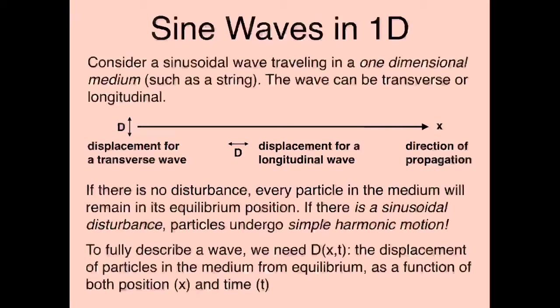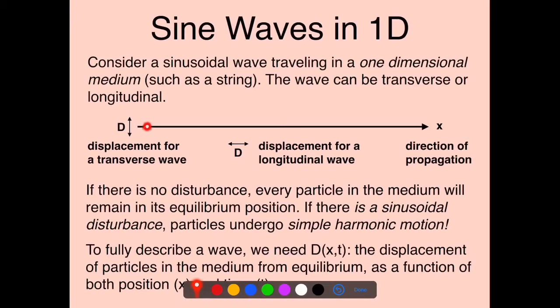So to give you something to think about, let's say this line here represents a string or maybe a rope of some kind. And we know that if we were to create a wave in the rope, it could only really move to the right like this or to the left like that. So that's a one-dimensional medium because your wave can only move in one dimension. We don't want to be too much more specific than that because we can think about a transverse or a longitudinal wave in this one-dimensional medium.